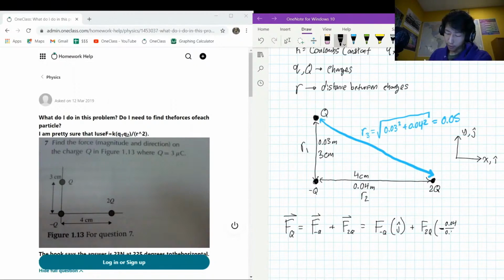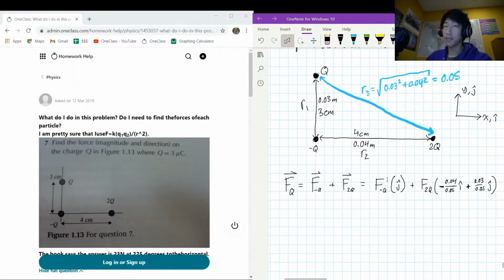So it's going to be negative 0.04 over 0.05 in the i direction. The reason why is because you want to take the direction of interest divided by the hypotenuse, and that's going to be the factor associated with that. And in the j direction, it's going to be positive, because they're repulsing, it's going to push it upwards. So it's 0.03 over 0.05 in the j direction. Given that we have these unit direction vectors, we just need to sub in our values, and then we can have our proper vector value.